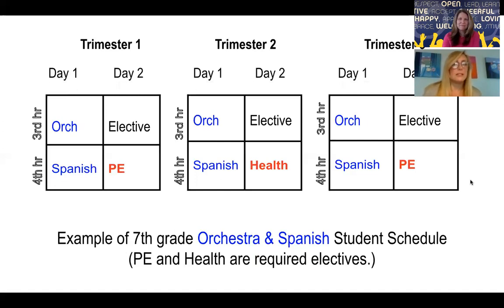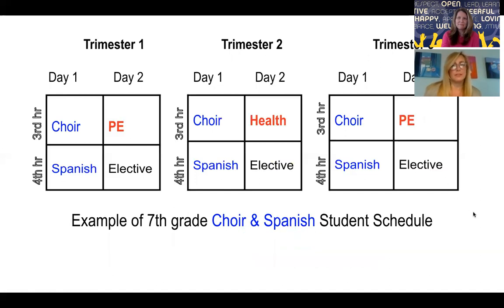The next slide is very similar to band, only this is an orchestra student. Again, orchestra and Spanish throughout the year. It's a year-long class when you sign up for both of those. We ask you to make a year-long commitment to them. PE, health and PE still follow as required classes. And then our last music example would be for choir and Spanish. So you can see what that looks like. Very, very similar to band and orchestra.